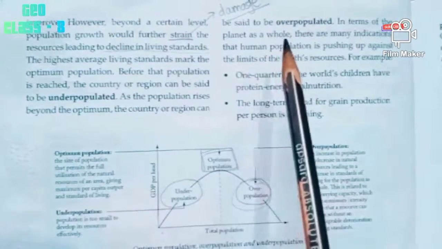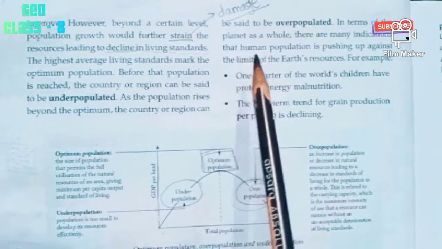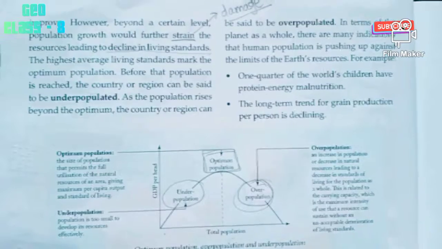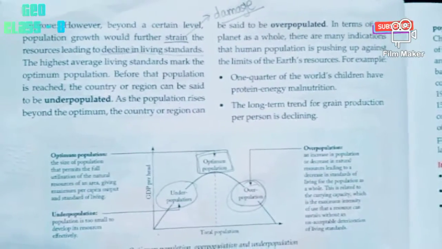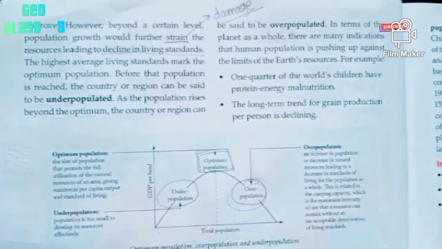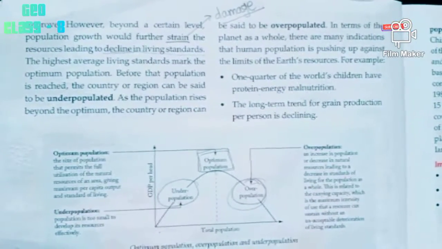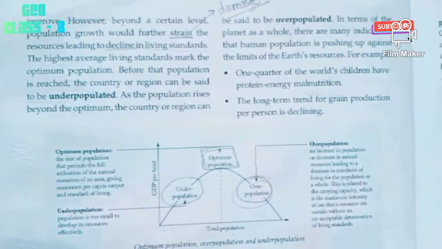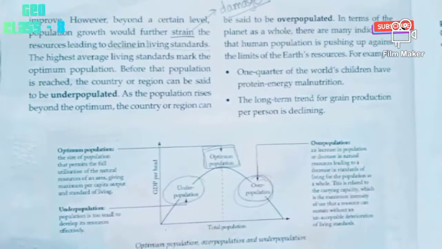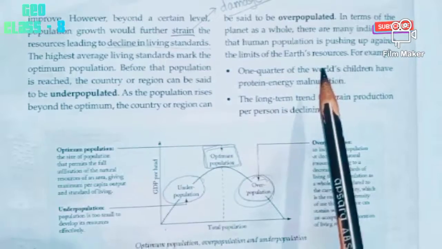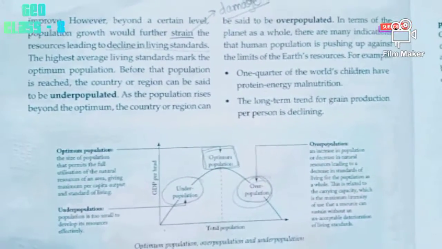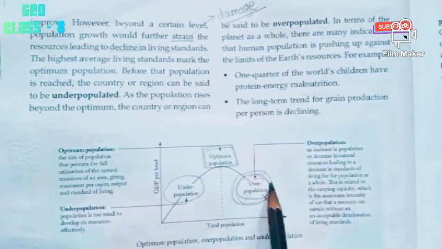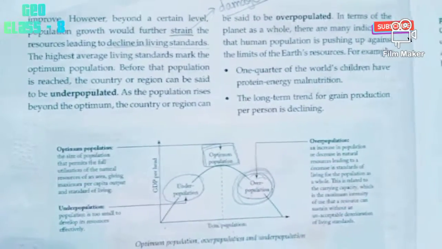In terms of the planet as a whole, there are many indications that the human population is pushing up against the limits of the Earth's resources. If we consider the whole world, we can understand that the world population is trying to cross the optimum level because of the favorable factors or the resources, and you can try to understand those resources here. Now, once the optimum level is crossed, the population becomes over, and in that case what happens?